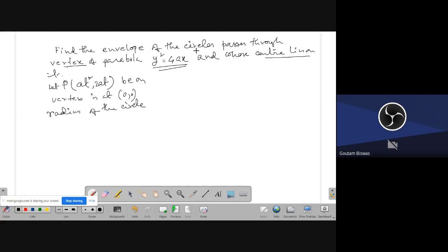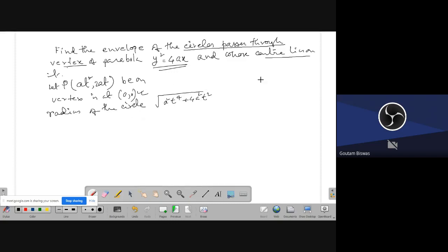Find the envelope of the circles. It passes through the vertex of the parabola. So what is the vertex of this parabola? 0, 0. So what is the radius of the circle? I am writing it, but you should know it. a square t to the power 4 plus 4 a square t square. This is the radius.